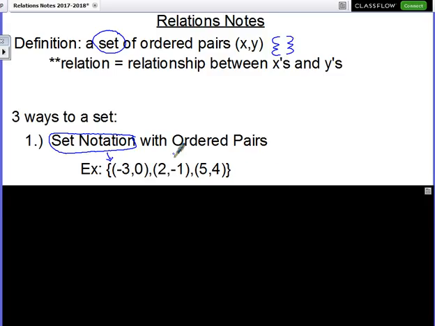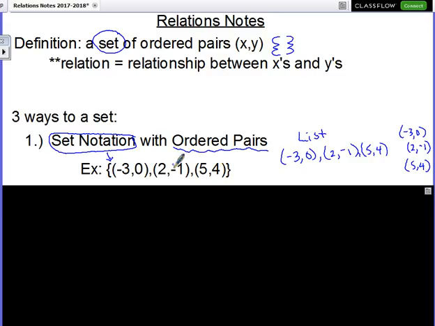If you're already given this and then you're still asked to give one of the three ways with ordered pairs, that would just then be a list. You can either list them horizontally with commas, or you could list them vertically, one on top of the other. So -3, 0, and then 2, -1, and then 5, 4. Okay, that's if you're already given the set.